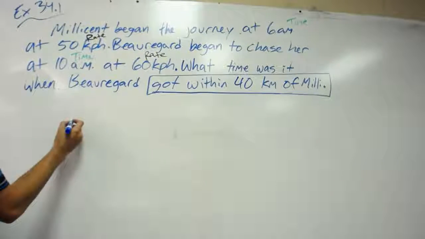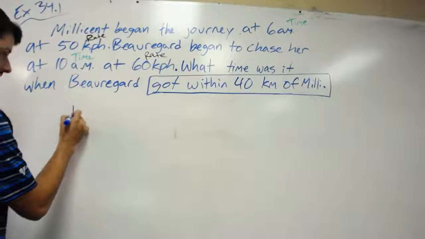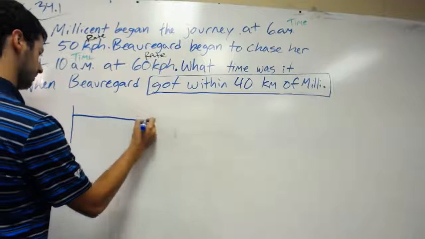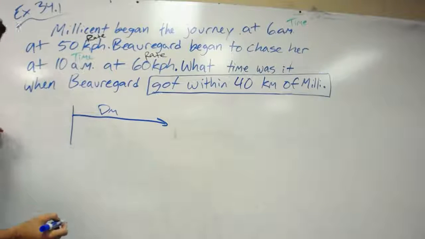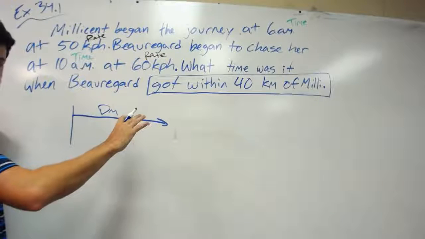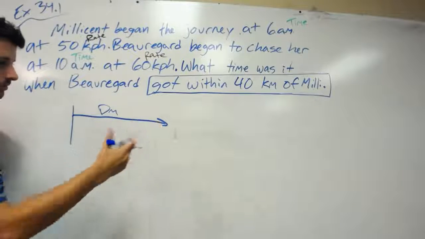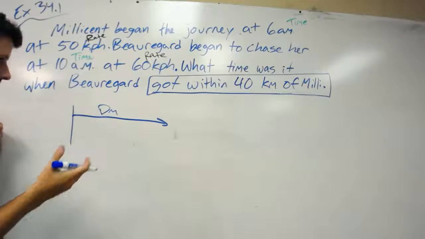So what this might look like is, just to show a little table or figure, this is the distance of Millicent. She has gone the entire way. We don't know the total distance, but she has gone the entire way, in relation to Beauregard in this problem.